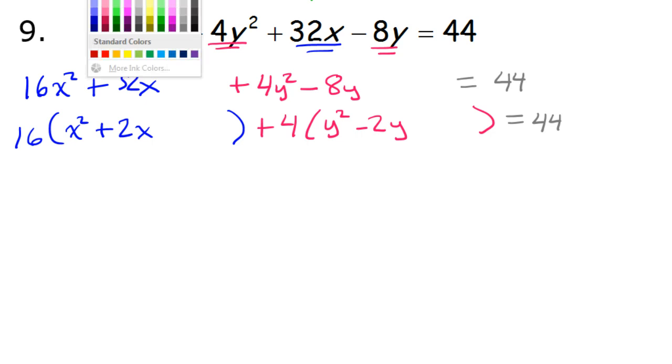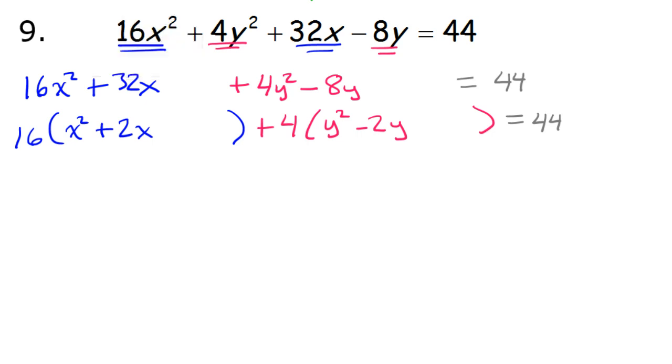Okay, time to complete the square. When we complete the square, we do half the middle and then we square that. So half of this is 1. 1 squared is still 1. So I'm going to put a plus 1 right here. So I need to add something to the other side to balance this out. You would think I would add a 1, but that would be wrong. This is not really a 1. It's really 16 times 1. So I need to add 16 to the right-hand side to balance this out.